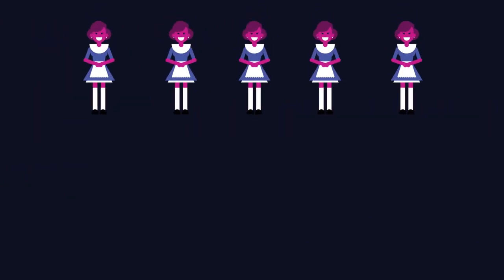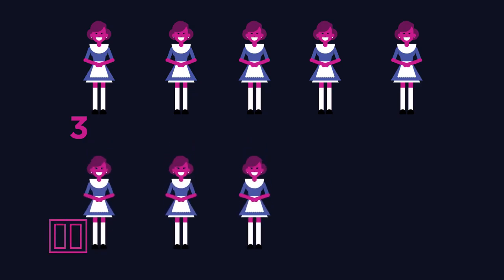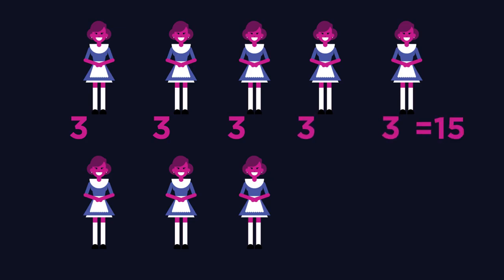Consider this scenario. If it takes 5 cleaners 3 hours to clean a building, how long do you think it will take 3 cleaners? Pause the video and have a go. 5 cleaners taking 3 hours means 15 hours of cleaning had to be done. Therefore, if 3 members of staff are cleaning, they have 15 hours of cleaning to do. Therefore, it will take them 5 hours.